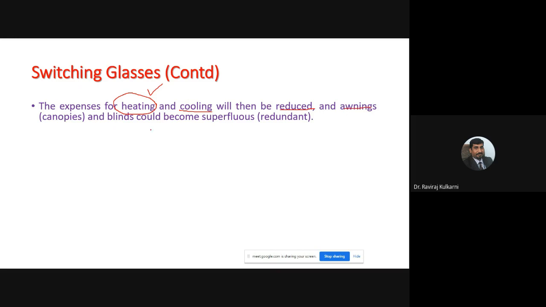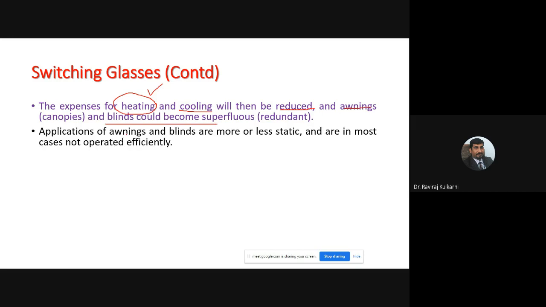Awnings, canopies, or blinds could become superfluous. Means redundant. We don't have to use them. Applications of awnings and blinds are more or less static. Once you use awnings, what happens? You have to remove them, which takes a really long time. They're static, they are always there. Blinds, they'll be there always, and in most cases not operated efficiently. Every day we have to open it, close it, or whatever it is. So to do all those things.